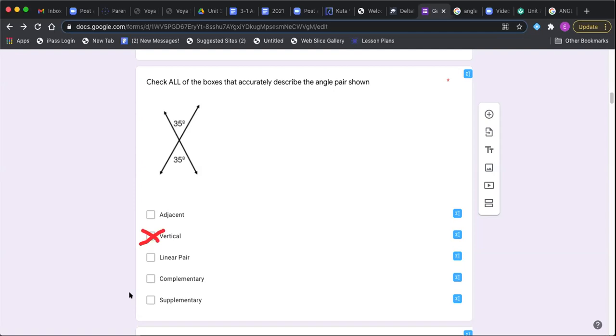Are they a linear pair? Heck no. Are they complementary? Let's see. 35 plus 35. Is that 90? No. So they're not complementary. So they're also not supplementary either, right? Because 35 and 35 is not 180. So the only one for this is vertical.